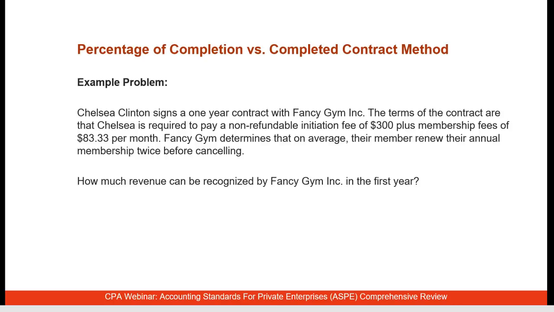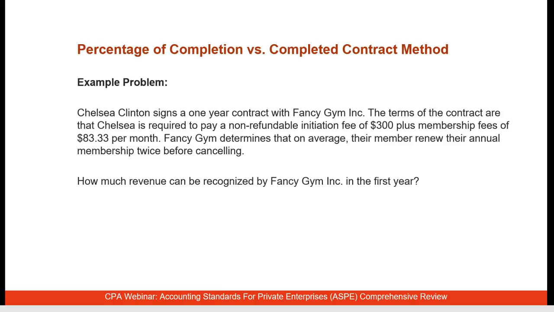All right, so let's work this out, just at a very high level. There are 2 streams of revenue, right? We have the $300 non-refundable initiation fee, and then we have the $83.33 per month. If we multiply by 12, let's just round that up to $1,000 a year. So Amit says he would recognize $1,300 in the first year.